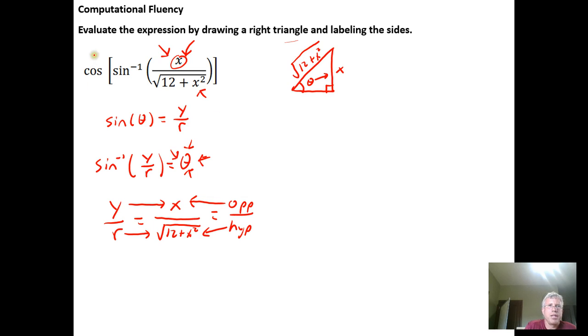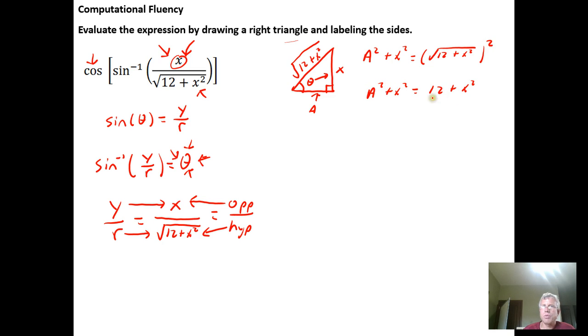So I'm going to get 12 plus x squared sitting here. And because I need to calculate the cosine, I'm going to need to know the length of the side adjacent. So I'm going to call it A for adjacent. And then I'm just going to use the Pythagorean theorem to calculate this, or recognize that the square root of 12 is going to be this length. But if we don't recognize that, we can just use the Pythagorean theorem. I'm going to say A squared plus x squared. The sum of the squares of the legs of the right triangle will be equal to the square of the hypotenuse, the square root of 12 plus x squared, squared. And when we square the square root, we're going to get the 12 plus x squared coming out of that.